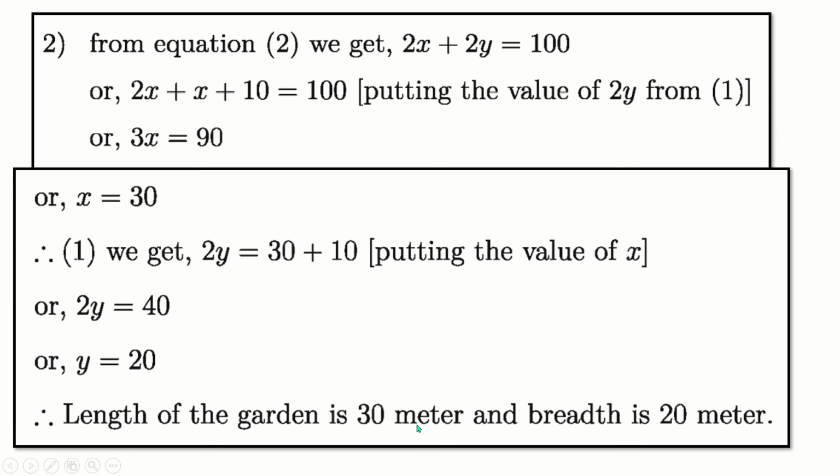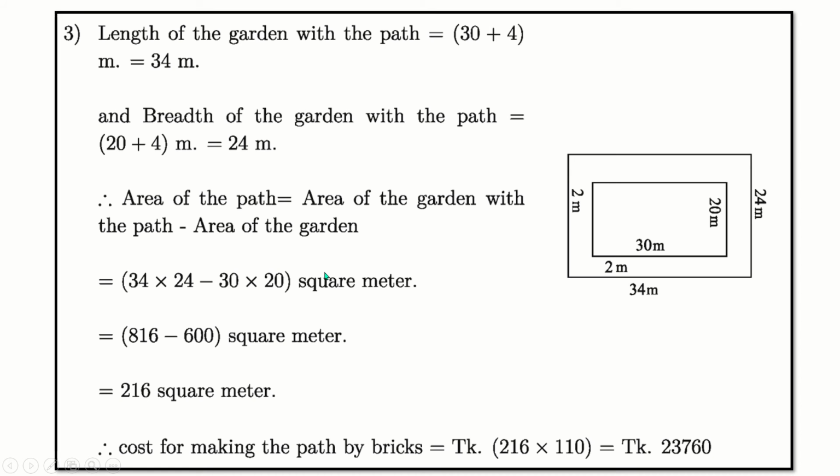Therefore the length of the garden is 30 meter and the breadth is 20 meter. And number 3: the length of the garden with the path is equal to 30 plus 4. 4 means 2 plus 2, because the length will be added on this part, that means this part also and this part.